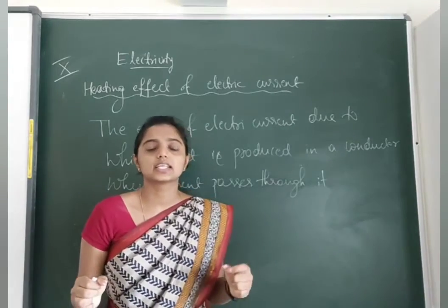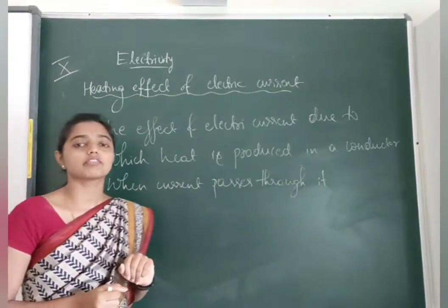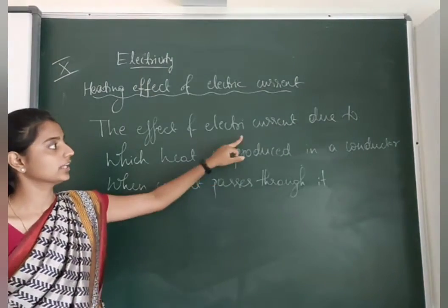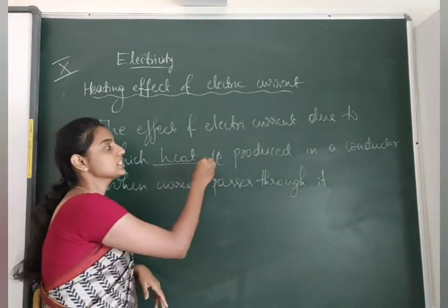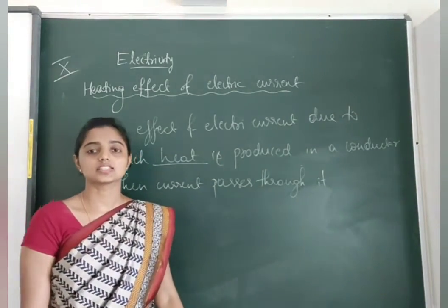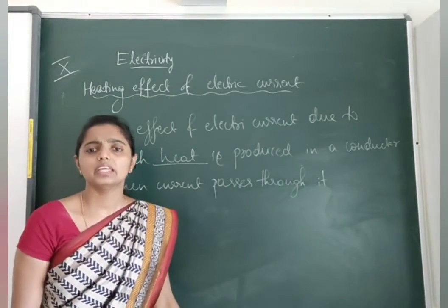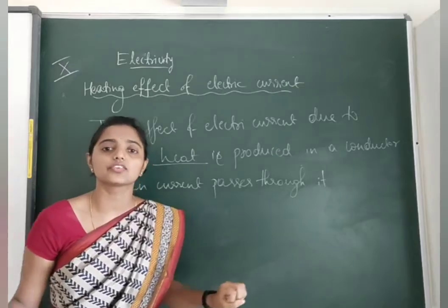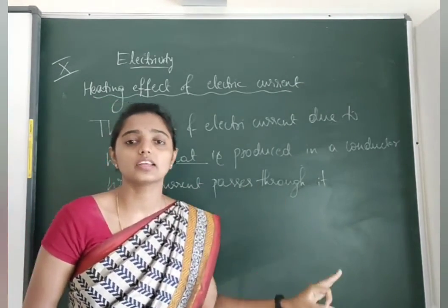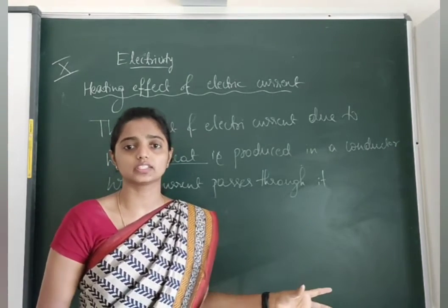More precisely, the statement for this topic: the effect of electric current due to which heat is produced in a conductor when a current passes through it is called the heating effect. Many examples are there. Almost all electrical appliances can be taken as examples, right? For example, electric iron, oven, heaters, electric stove, so many things.